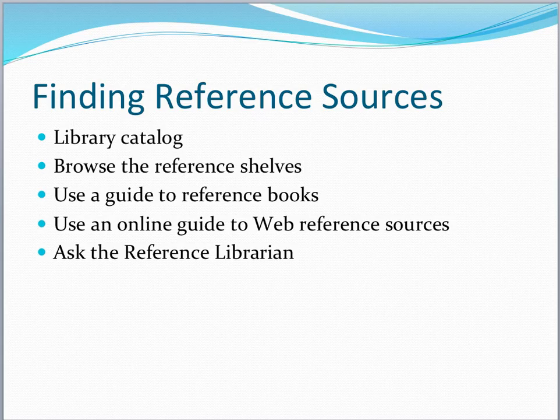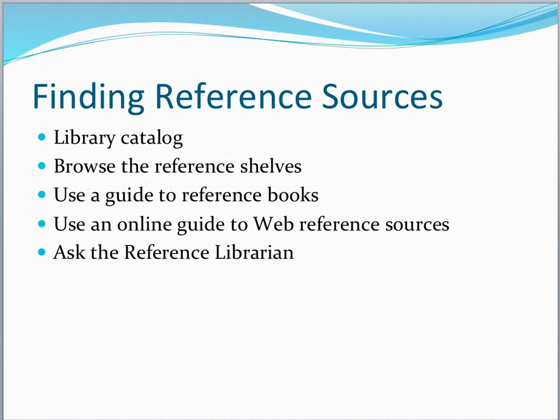Finding reference sources. Where do we find reference sources? Of course, in the library catalog, in the electronic databases that we have available, for example, in our website, at the university website. You can browse the reference shelves, use a guide to reference books, use an online guide to web reference sources. There are many open, public access reference sources, such as, and it has been mentioned many times in class, Wikipedia, for example, which I regard as a very good resource to start a search. But it shouldn't be the terminal source.